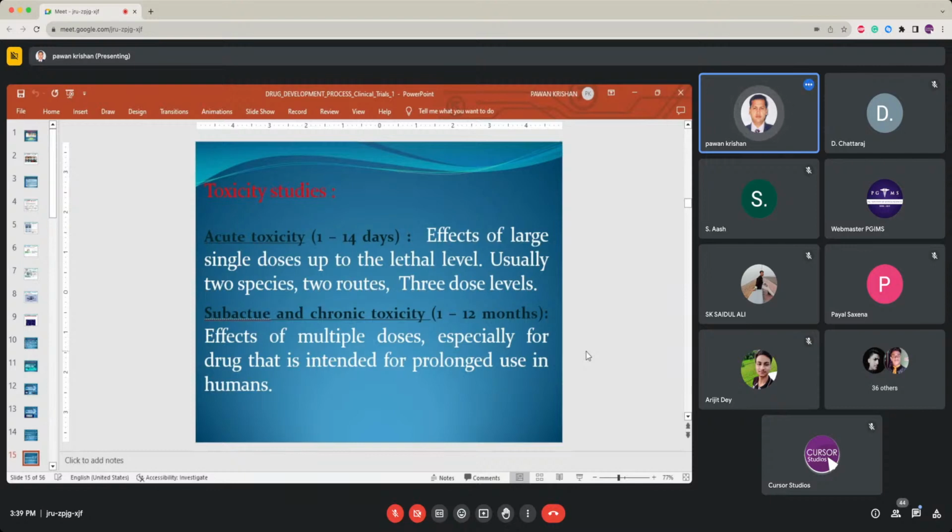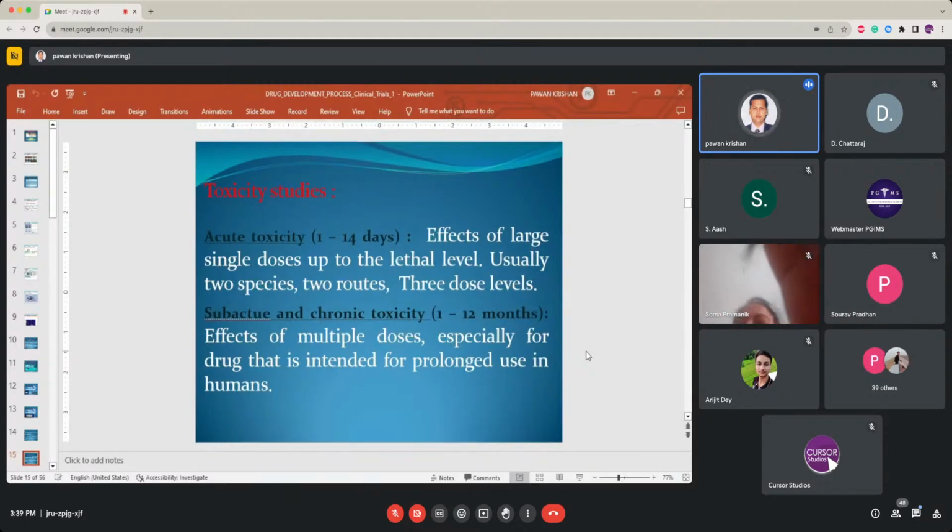In some countries, the subacute ranges from 1 to 3 months, and in some countries subacute ranges from 1 to 6 months. Variable time period from country to country, and chronic toxicity also varies from country to country. Like in some countries it is having norms of 1 to 9 months, in some countries it is 1 to 12 months, and in some countries it is even more also.